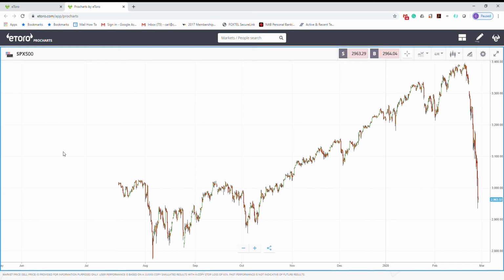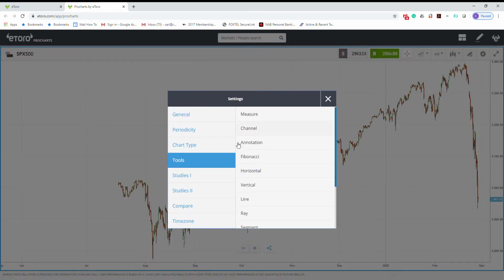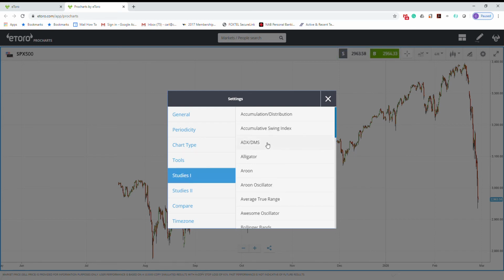Today I want to talk about another indicator called ADX, DMS, or simply just ADX. It stands for Average Directional Index. Let me put it on the screen from here, and yeah.